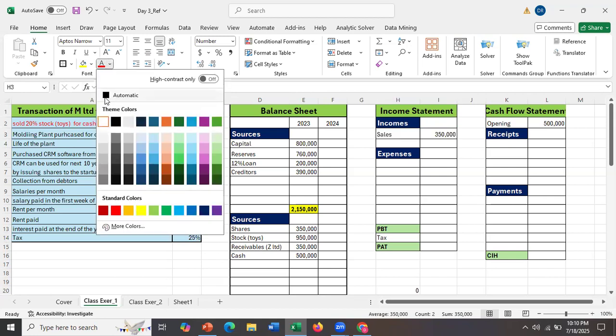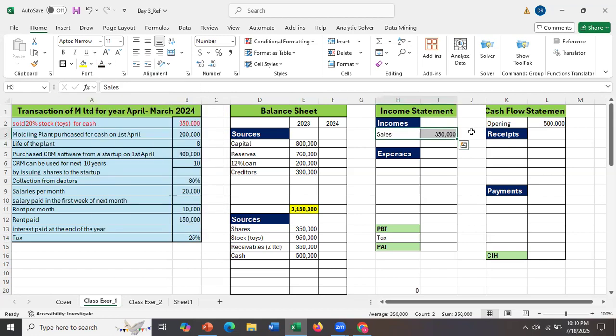The company has earned and received cash. So it is an income and a receipt. The company has received money because of the sale, and sale is an income for that organization. But due to the matching concept, we are bound to show the cost of goods sold. The cost of goods sold in this case is 20% of the stock sold.